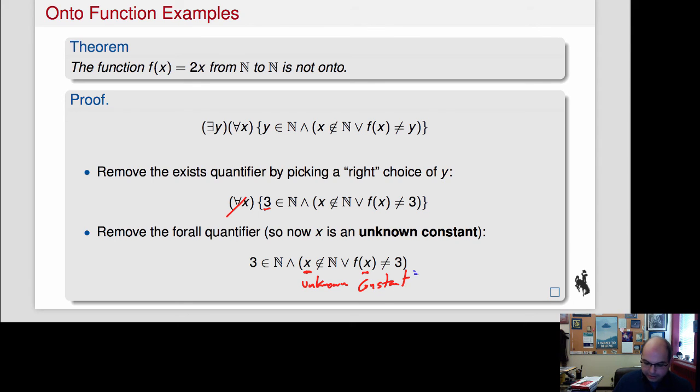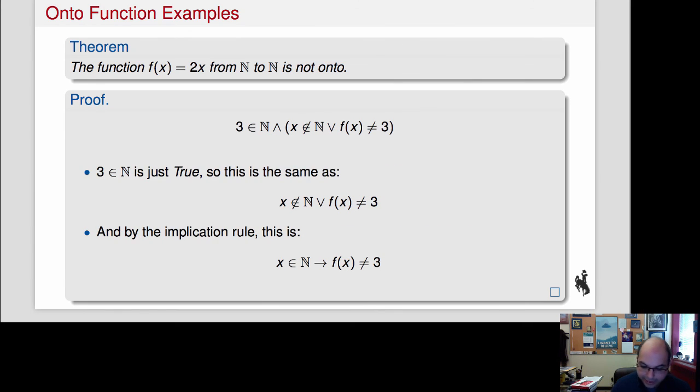But now what we can say is that 3 belongs to N. That's just true, right? So that's not a problem. But this part is a problem, right? f of x cannot be equal to 3 for any x that is a natural number. Okay. Now this looks a little kind of ugly, right? But it's actually an implication, right? That's because it's not something or something else. So let's see that. We can actually write it in this form, right?